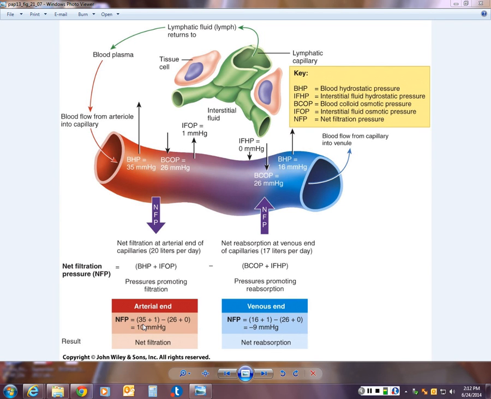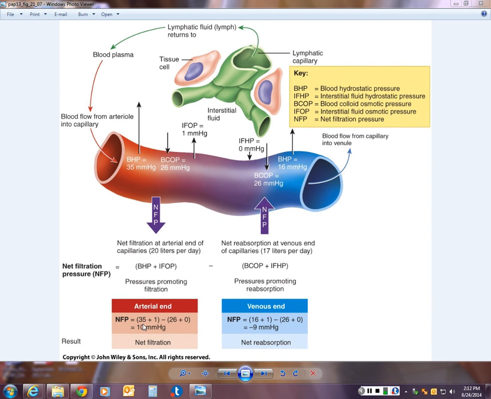So, when we consider the process of filtration, what is it? It is the process of fluid leaving blood and becoming a part of interstitial fluid. It is driven by your blood hydrostatic pressure, and that blood hydrostatic pressure is determined by your blood pressure. That's kind of the thought process that you should be going through when you consider this process of filtration.